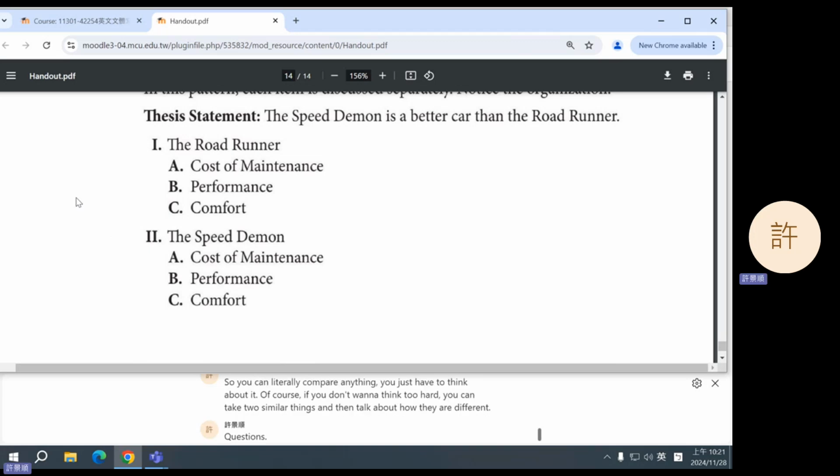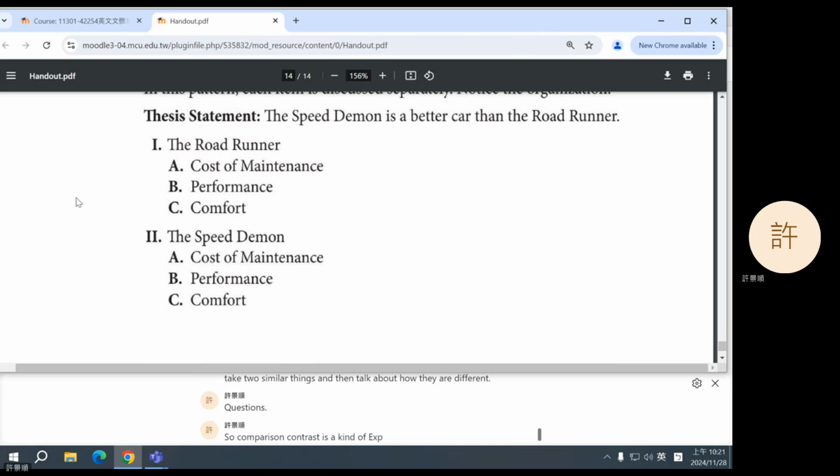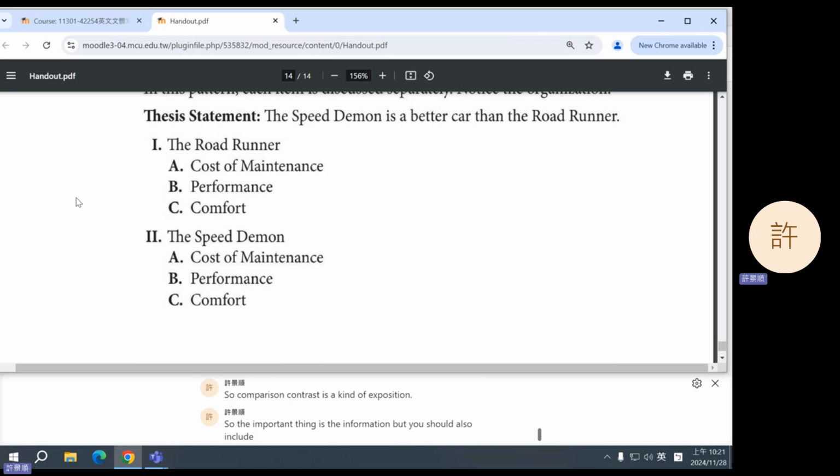So comparison contrast is a kind of exposition. So the important thing is the information, but you should also include emotional narrative details to help us feel your point and remember your point. And you should also put yourself into the essay, connect it with your own life, your own experience, so that we feel like it's worth reading your essay and not somebody else's essay or AI's essay.